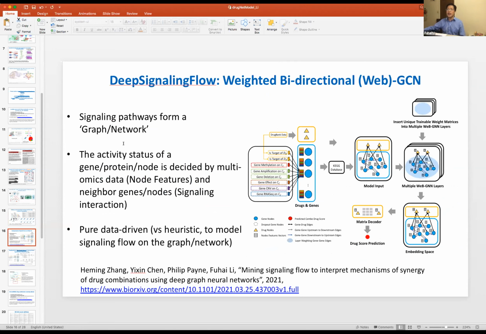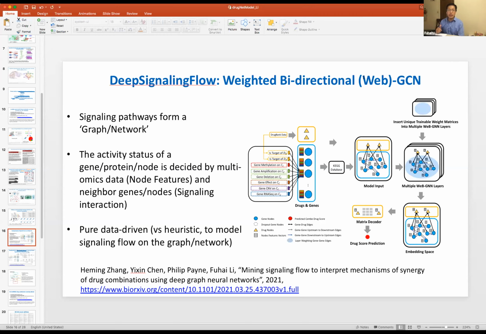And the second is that the activity status of individual genes is decided by multi-omics data. So you can easily use node features like gene expression, copy number variation, genetic mutation, and even microRNA. You can integrate these multi-omics data as the features of each individual gene. We call it weighted bidirectional GCN.